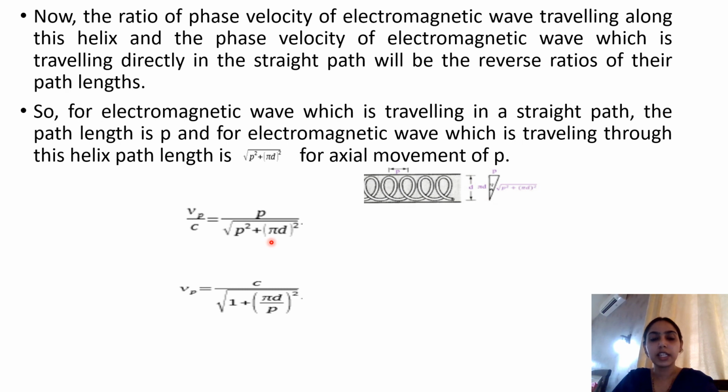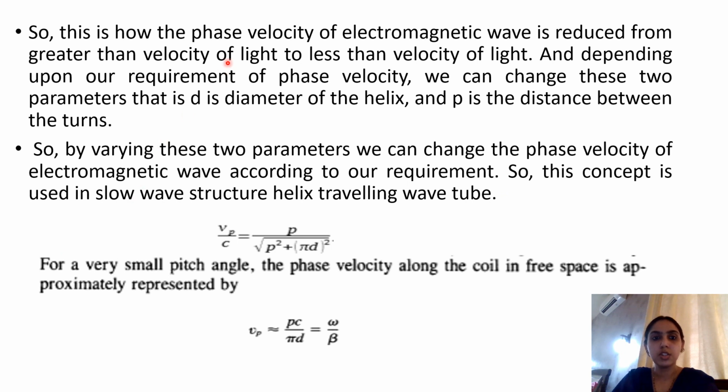That is, if the electromagnetic wave is traveling along a straight path, it will obviously travel with the velocity of light, equal to c, and Vp is the phase velocity of an electromagnetic wave traveling along the helix. So the ratio Vp by c will be inversely proportional to the path length, and we can get an expression for Vp as such. This is how the phase velocity of the electromagnetic wave is reduced from the velocity of light to less than the velocity of light.